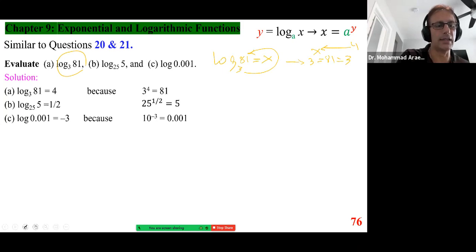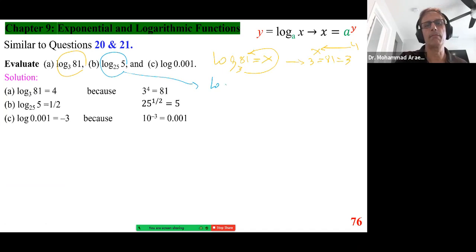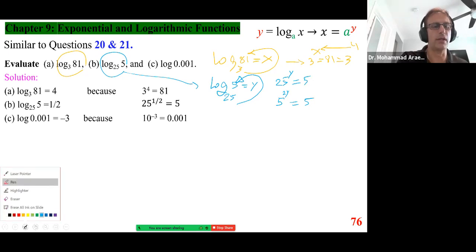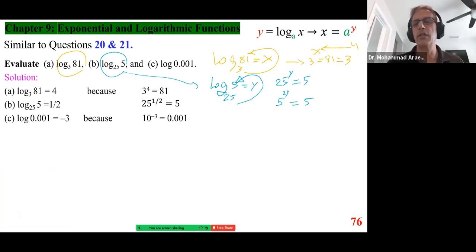If you look at the second case, log base 25 of 5, we don't know. Let's say this time we use a different variable, y. That means 25 to the power of y must be 5. We know 25 is 5 squared, so this becomes 5 squared to the power of y, or 5 to the power of 2y equals 5. The 5 on the right has no exponent, which means the exponent is 1. That means 2y must be 1, and y becomes 1/2.